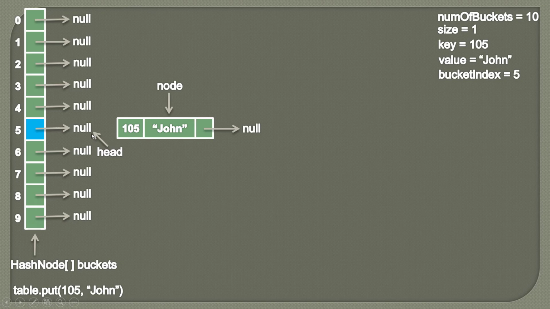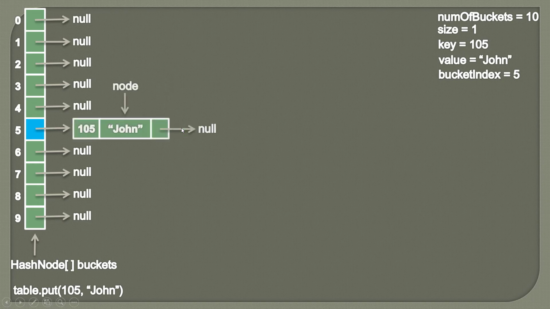But currently head is pointing to null, so node next is already pointing to null. And then what we'll do is this link from head will be broken and we will point it to our hash node which we want to insert. So it would look something like this. This null value goes away and this node will be inserted.